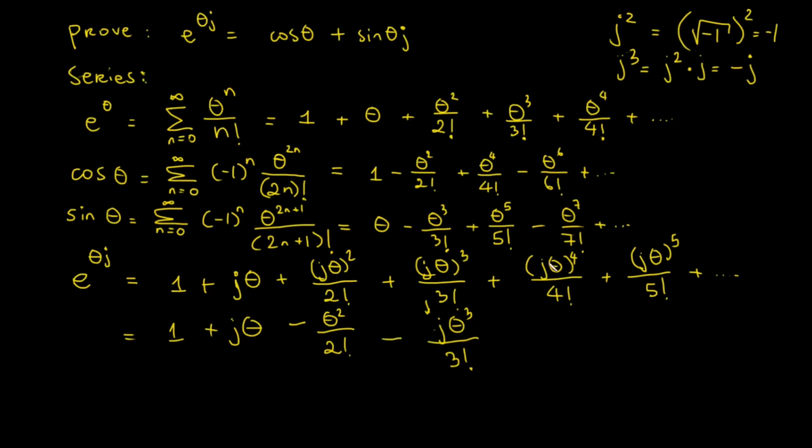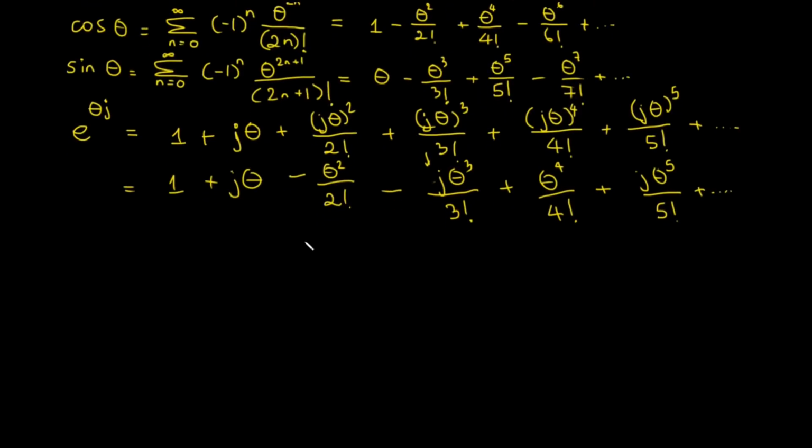So now let's continue with the fourth term. This time we're going to have j power 4. So let's write right here j power 4. So j power 4 you can expand to j power 2 times j power 2, and j power 2 equals -1. So -1 times -1 you're going to get 1. Therefore for this fourth term you're going to have theta power 4 over 4 factorial. And if you keep doing, you're going to have j times theta power 5 over 5 factorial and even more.